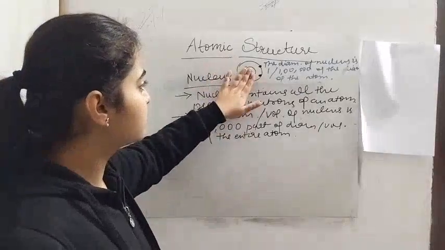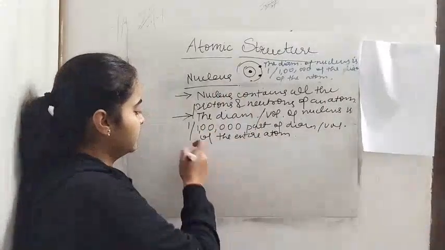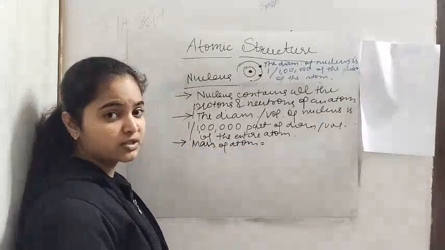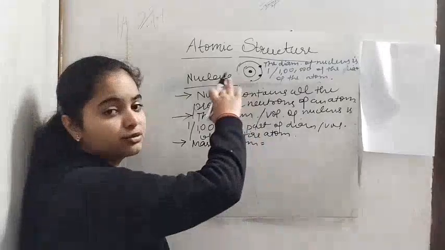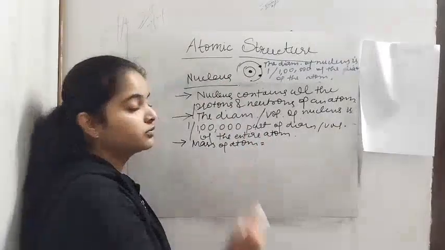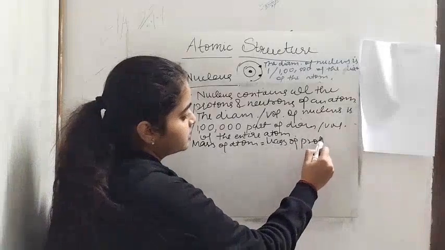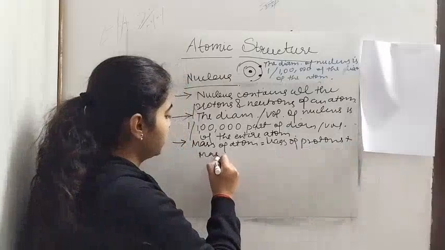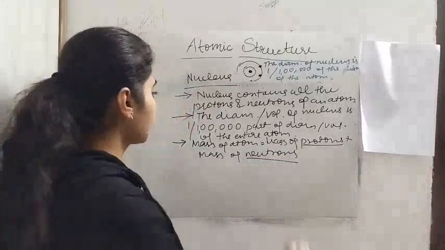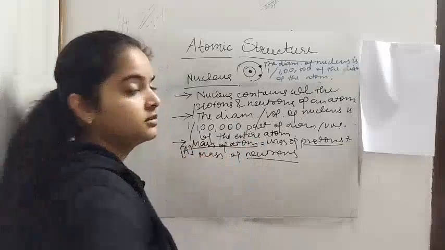So this is the mass of the atom. So how do we calculate the mass of an atom? Mass of atom is equal to mass of protons plus mass of neutrons. Protons and neutrons are present here. So mass of protons plus mass of neutrons is equal to the mass number of the atom. And this mass number or mass of the atom is denoted by the letter A.